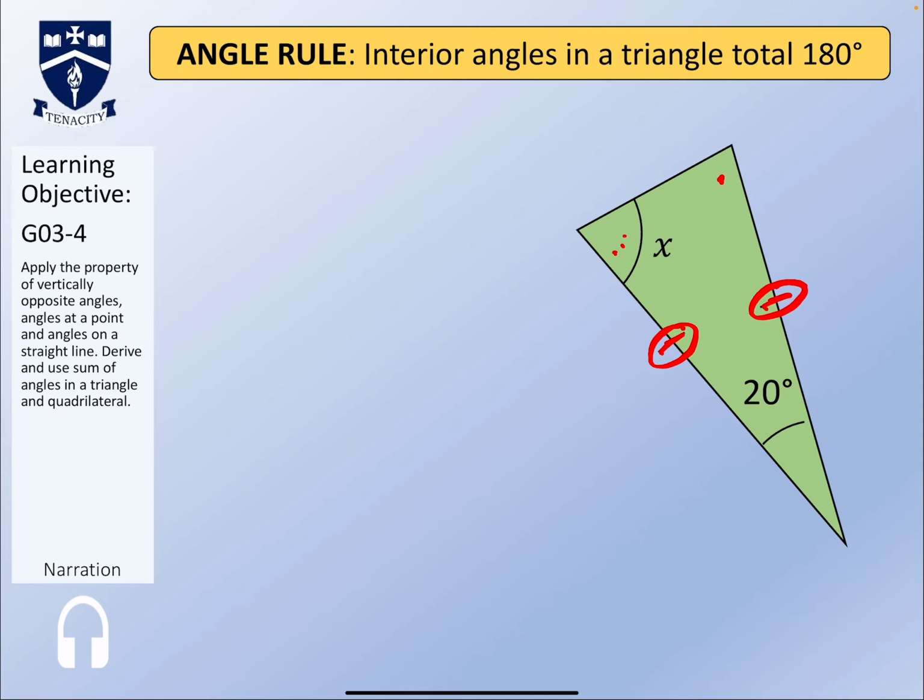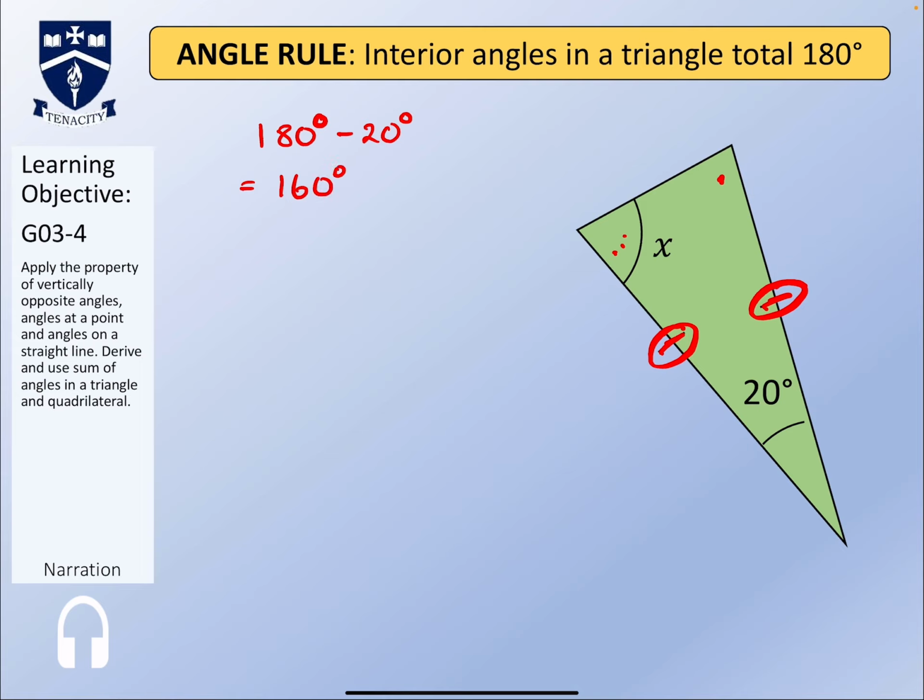So this time, I'm going to start off. I know angles in a triangle add up to 180 degrees. So to start off with, I'm going to do 180 degrees and take away 20. So I know that the remaining angles in this triangle add up to 160 degrees.